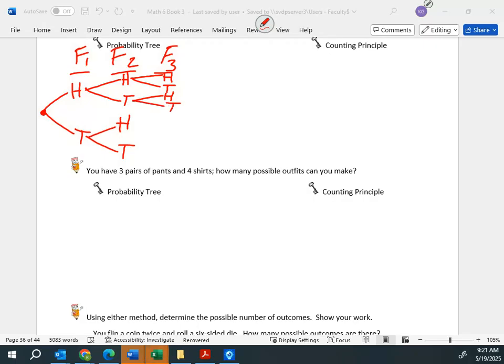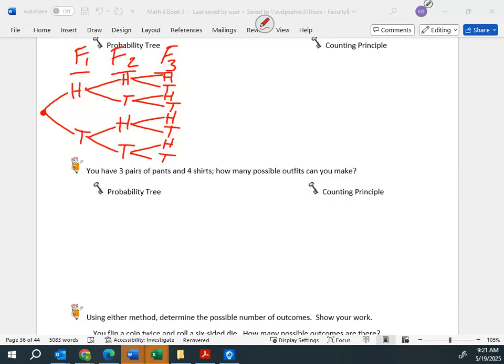Now, let's say the first time we flipped it, we got a tails. Then the second time we flipped it, we got a heads. What could we get for our third flip? Liam? Heads. Or? Tails. How about if we flipped tails, and then we flipped tails? What could we get for our third flip? Maddie? Heads or tails.